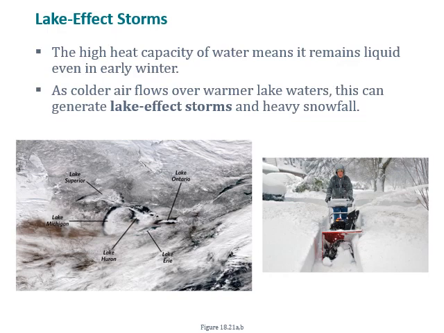So the picture on the left is a satellite image of the Great Lakes region, where snow is covering nearly every piece of land, and the Great Lakes are snow-free. And the picture on the right is of an individual plowing their walkway in front of their house.